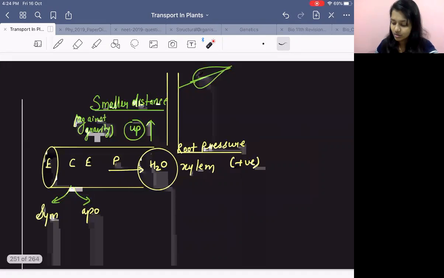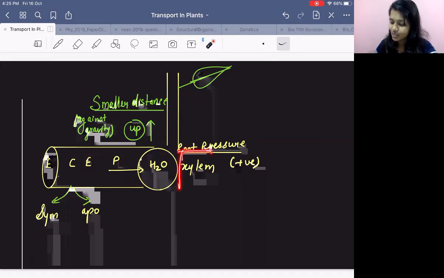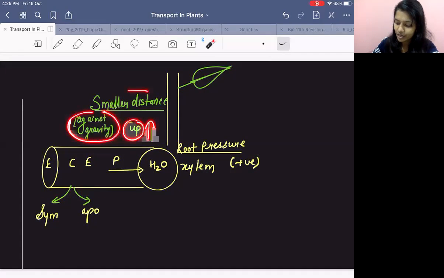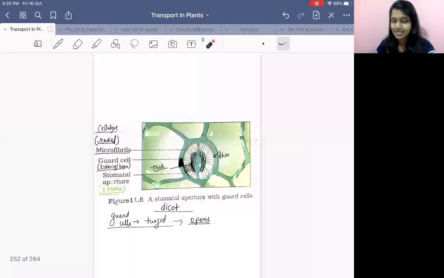So now, as a summary you can learn: from epidermis it goes to cortex, goes to endodermis, goes to pericycle, and finally the water reaches the xylem, by symplast and apoplast. Once it reaches the xylem, root pressure is built, which is a positive pressure, which will take the water for a smaller distance against gravity. Only for a smaller distance.